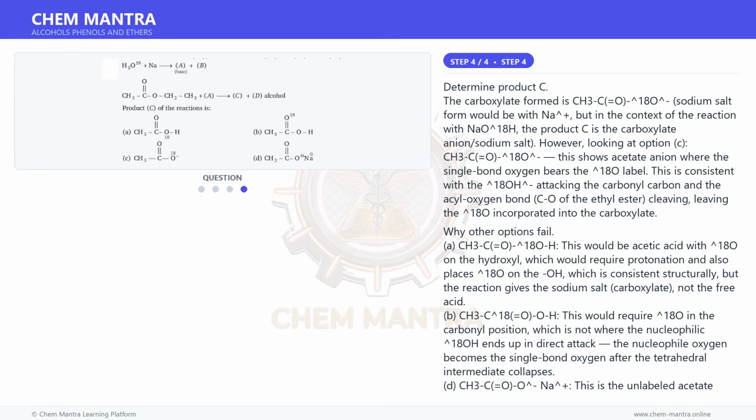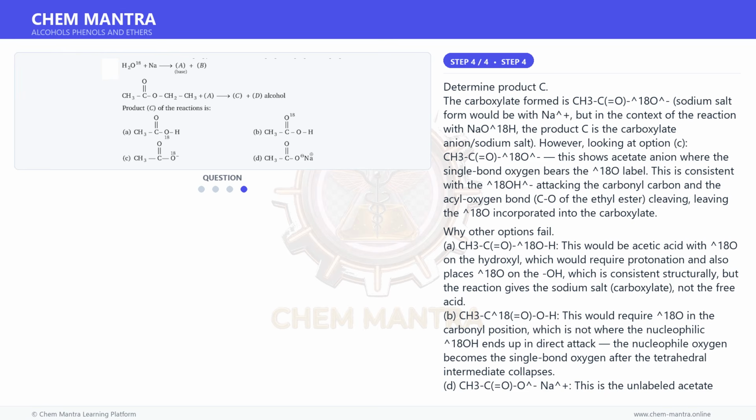However, looking at option C, CH3C=O-18O, this shows acetate anion where the single bond oxygen bears the 18O label. This is consistent with the 18O attacking the carbonyl carbon and the acyl-oxygen bond, C-O of the ethyl ester, cleaving, leaving the 18O incorporated into the carboxylate.